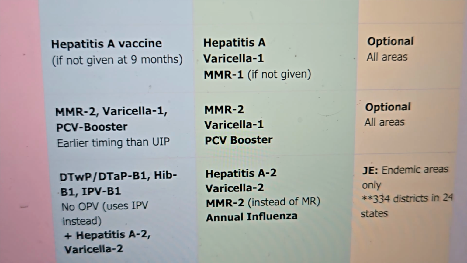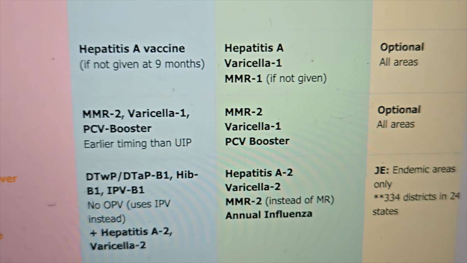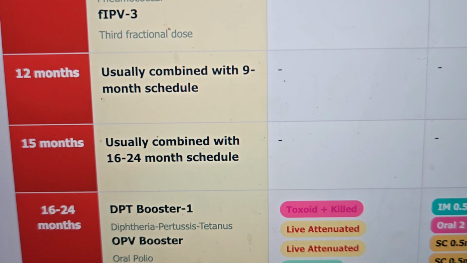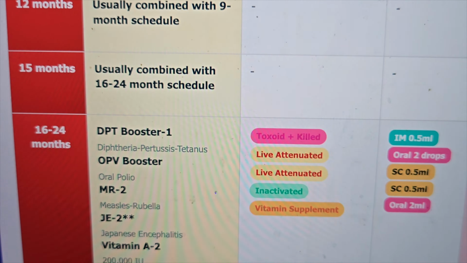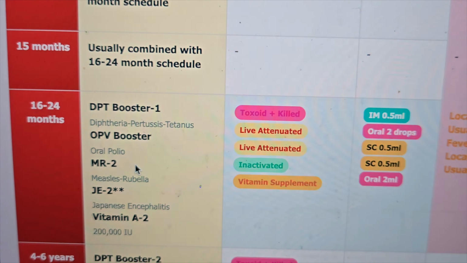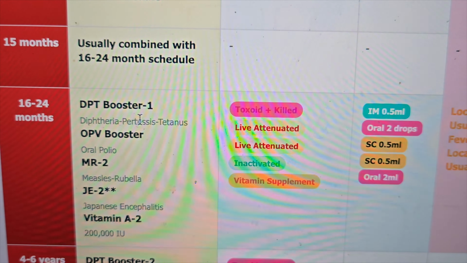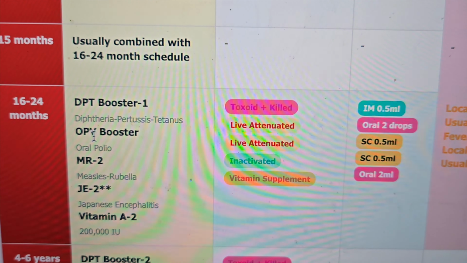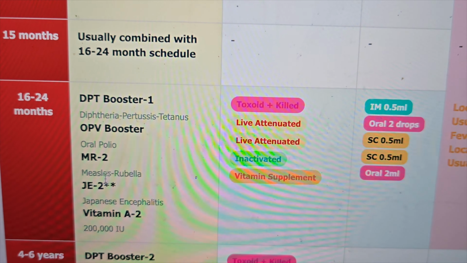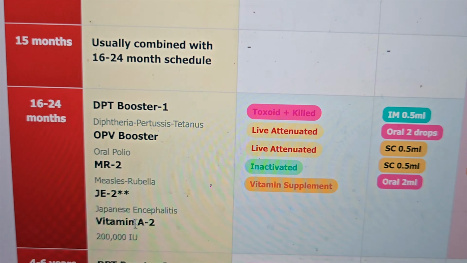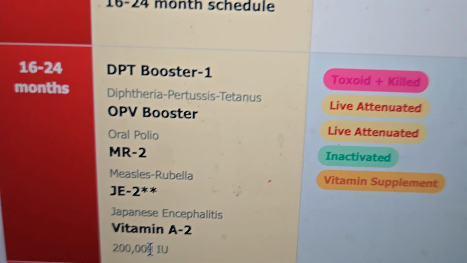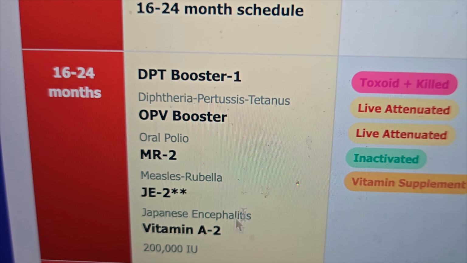So MMR2, varicella and PCV are optional vaccines also, which are there in the IAP schedule during the 15th month. Now coming to 16 to 24 months, this is there in the universal immunization program. DPT booster 1: diphtheria, pertussis, tetanus. OPV booster, measles rubella 2, Japanese encephalitis 2, vitamin A second. Here the dose is 2 lakh international units, that is a specific change.